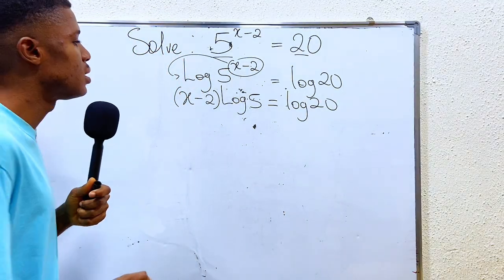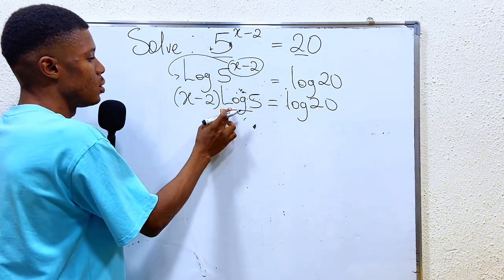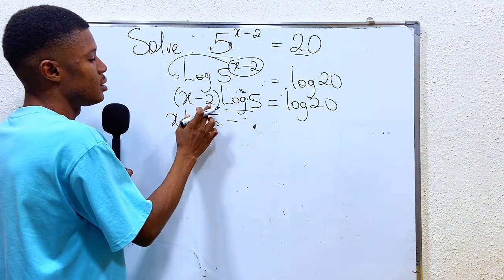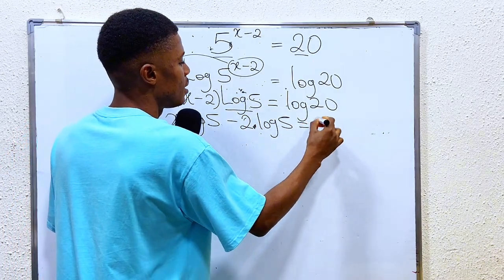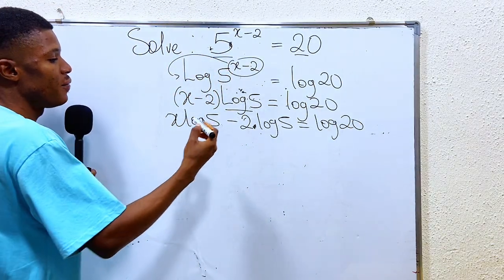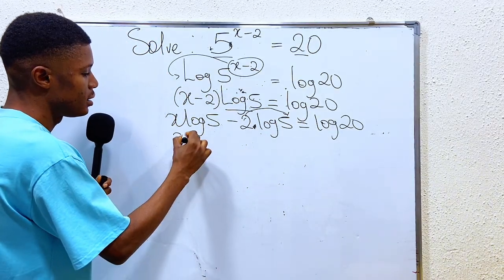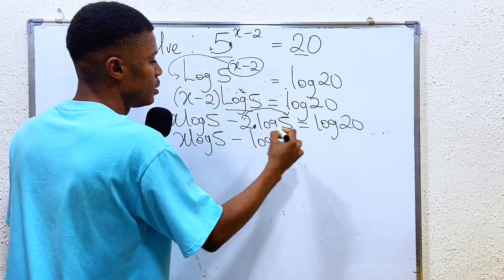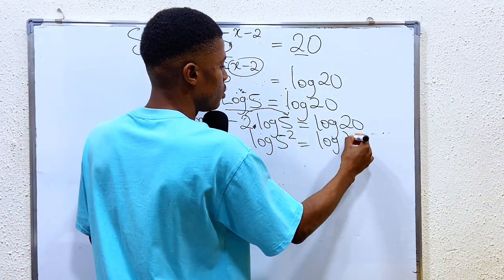If we have this now, we are going to open the bracket by multiplying log 5 to the two terms in the bracket. So you have it that log 5 times x will give you x log 5, and minus log 5 times minus 2 will give you 2 log 5, and that's equal to log 20. So from the rule of exponent, we can actually raise the number in the log by 2. So we have it that x log 5 minus log 5 squared, since we apply this rule just the inverse, and that's equal to log 20.